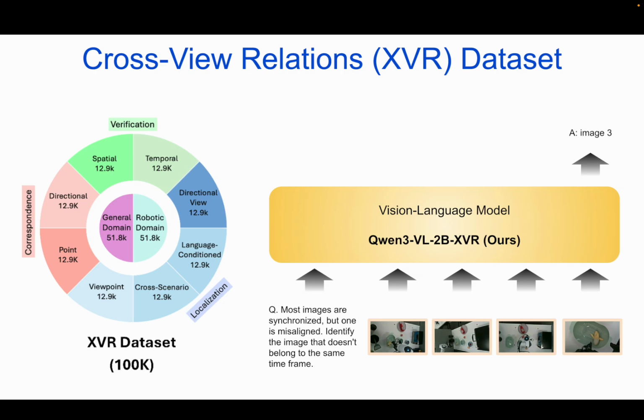We fine-tune Qwen3-VL-2B on CVPR. Here's a training example. Identify the temporally misaligned image. The answer is image 3. This is how we provide explicit supervision on cross-view relations.